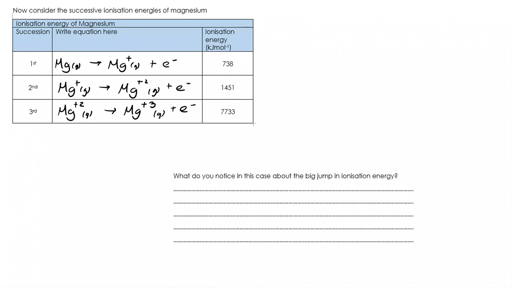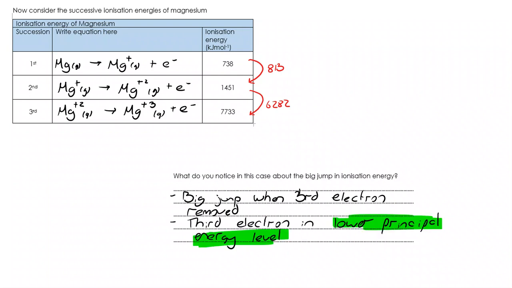Well, let's actually add up those figures. We've gone from 738 to 1451. It's gone up by 813. Then we've had a massive jump of 6282 on the third ionization energy. The big jump is when the third electron is removed. We know that magnesium is in group 2, so the third electron is being taken from a lower principal energy level, which is closer to the nucleus, subject to less shielding. Of course, it's going to be much higher.